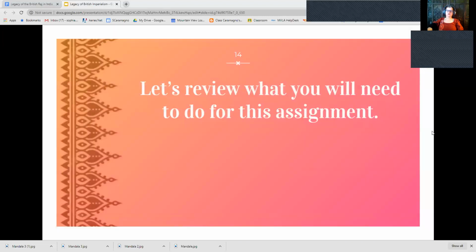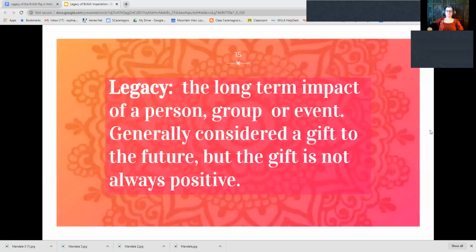So let's review what you're going to need to do for this assignment. First of all, we're talking about the British legacy. Now, a legacy is a long term impact of a person, group, or event. Generally, it's considered to be a gift to the future, often money. But in this case, the gift is not always positive. It's something that has a lasting impact so that you can still see its effects today. And that's what you're going to be investigating.